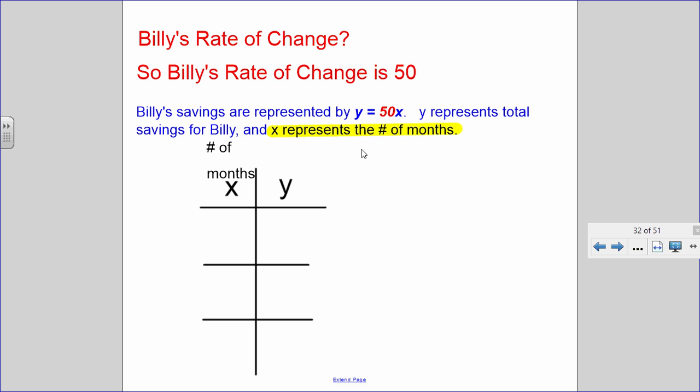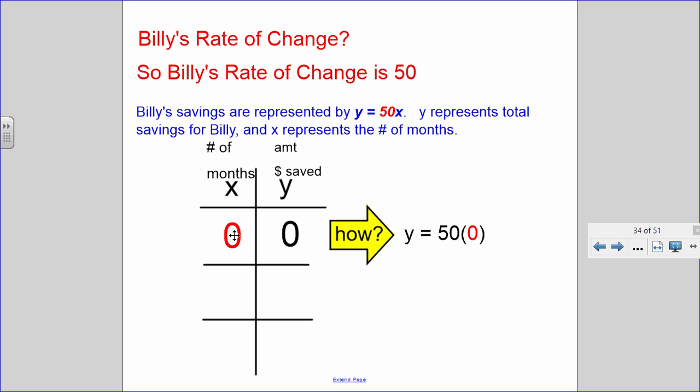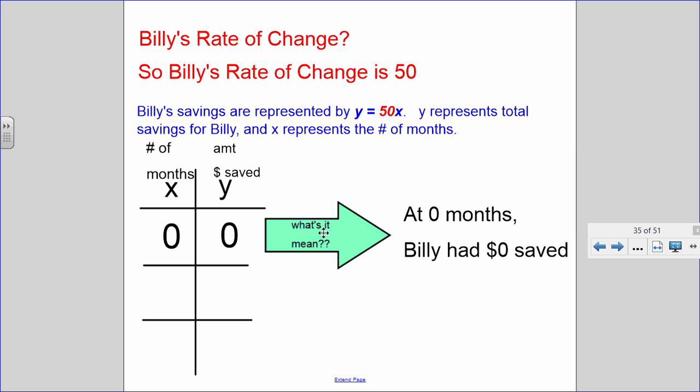Here's an x and y. X represents the number of months, so this column will represent the number of months. What does y represent? Y represents total savings. So if I plug a 0 in, I know that he's got 0 money saved. In the equation 50x, the x was 0, so 0 times 50 is 0. It means at 0 months, he has saved 0 money.